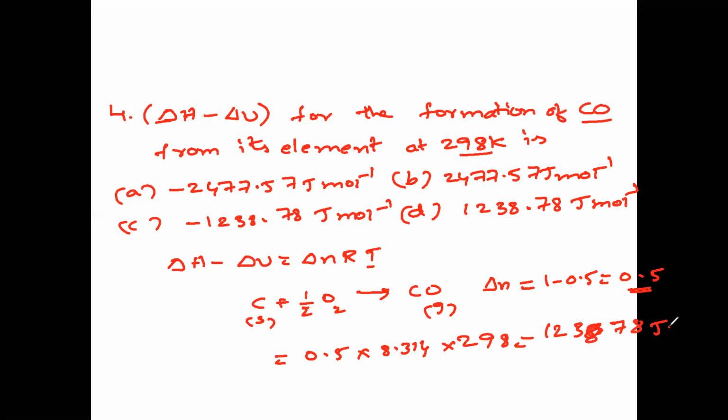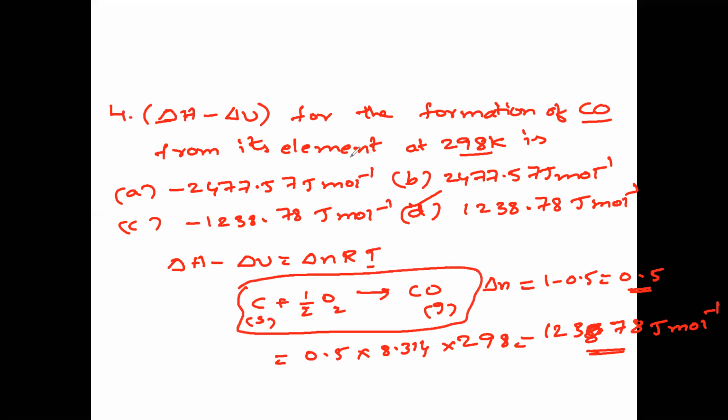1238.78 joules per mole. So the answer is the fourth option. So this is the question in JEE Mains. But you should know this equation also. By the end of +2, you can easily understand how carbon monoxide is formed from its elements. From its elements they have given. That's why I have taken carbon.